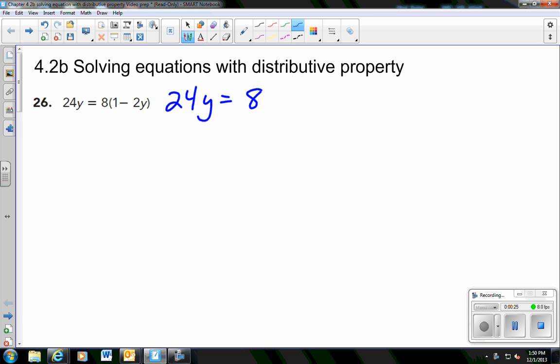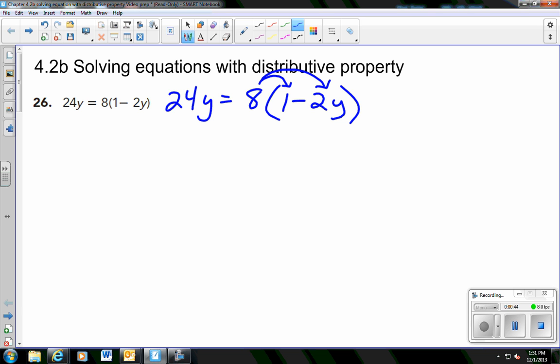equals, and then we're multiplying the 8 times 1 minus 2y. So we're using the distributive property. We cannot subtract 1 minus 2y because they're not like terms. So we have to distribute this out. Again, our goal here is to get the y all by itself and find out its value.